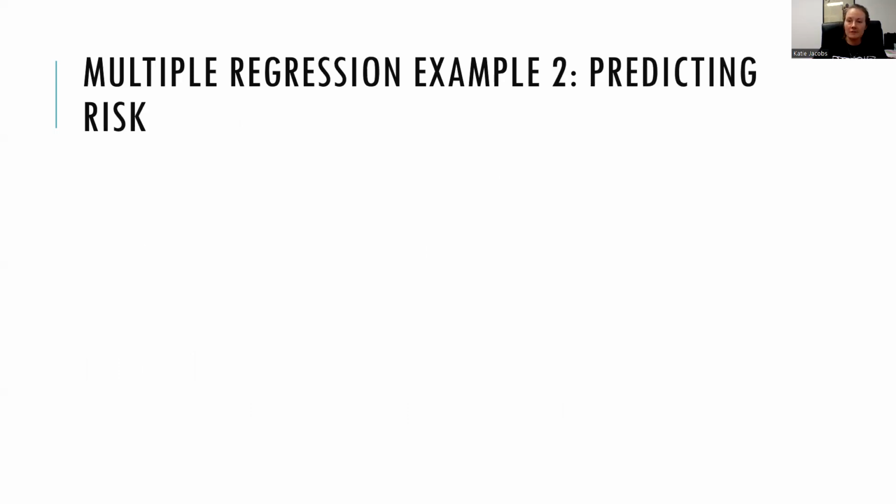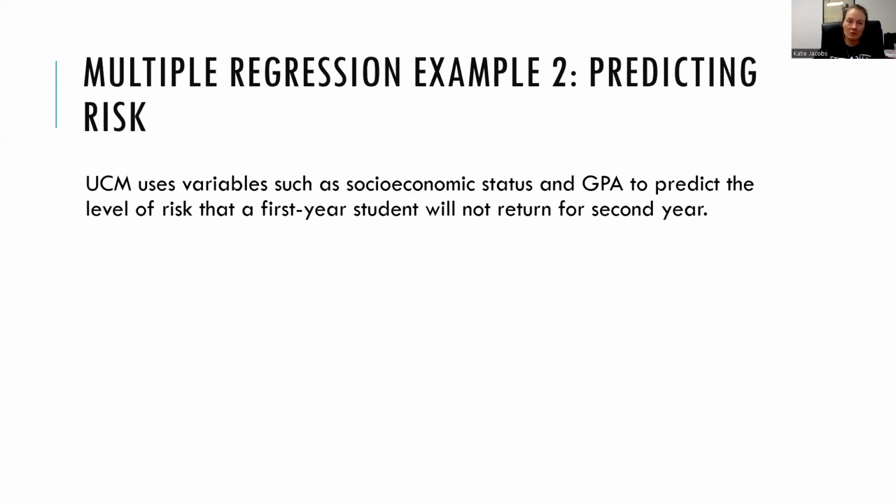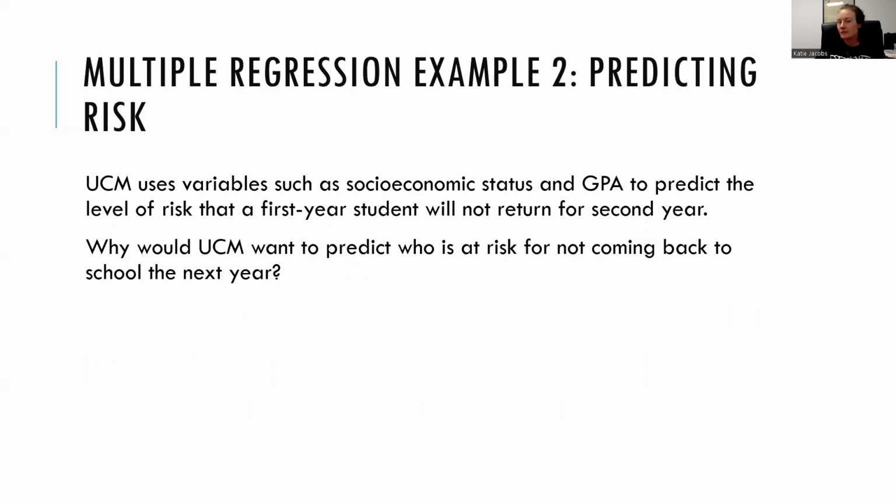Another example that multiple regression could be used for is UCM previously, and I don't know if we still do this, used variables such as socioeconomic status and GPA to predict the level of risk that a first year student wouldn't return for a second year, which I think is really interesting. So why would UCM want to predict who's at risk for not coming back to the school the next year? If you said so that they could reach out and try to develop interventions so that we can keep a student enrolled here and successful, you're correct.